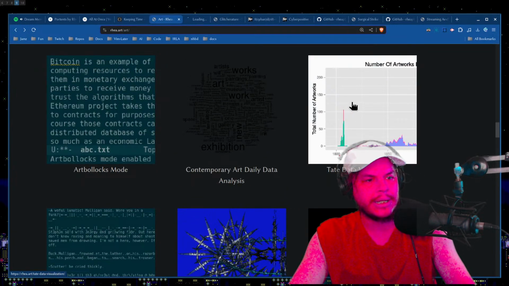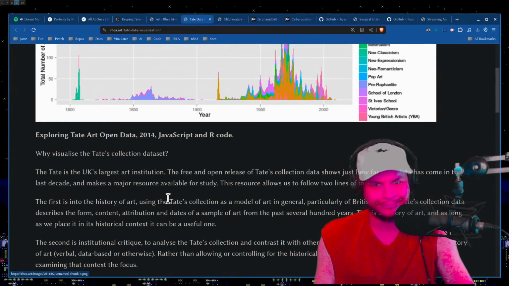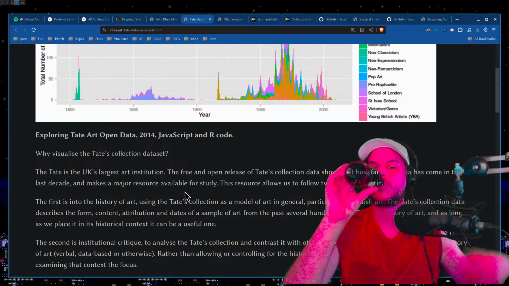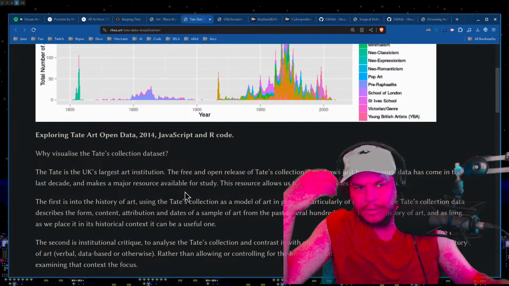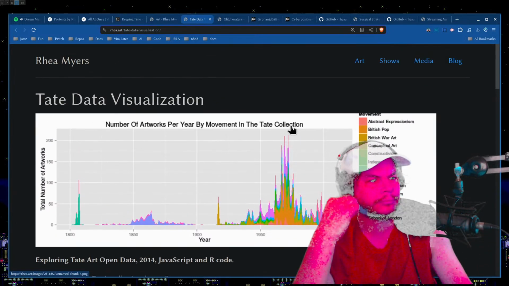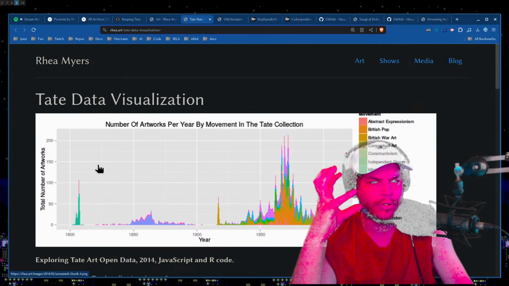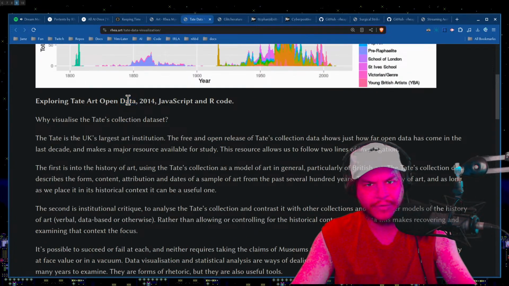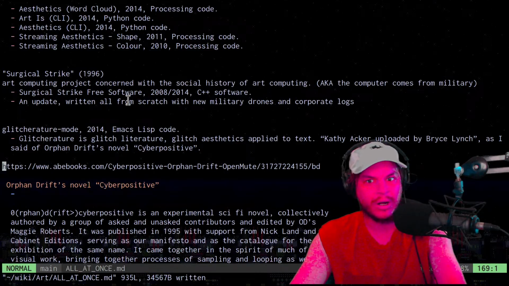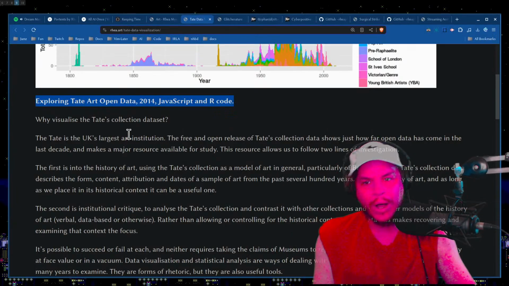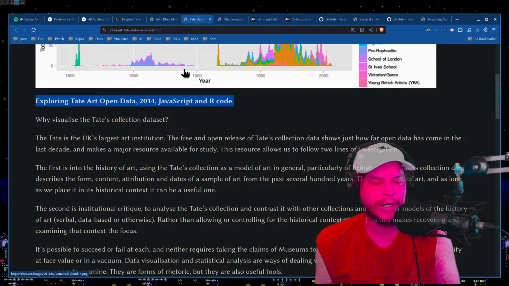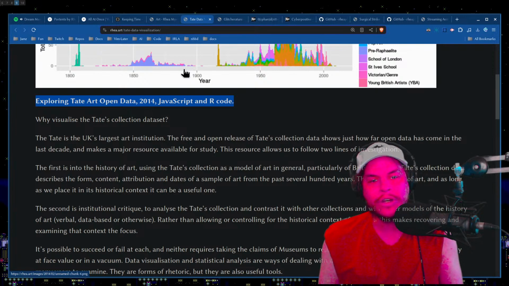Okay, let's go to Tate Data Visualizations. Not Andrew Tate. Wow, look at that. I love it. It's so good to actually look at a museum's actual visualizations of what they collect and whatnot, and really see what's the bullshit, what's going on, who's scamming what. The Tate is the UK's largest art institution. The free and open release of the Tate's collection data shows just how far open data has come in the last decade. It makes a major resource available for study.